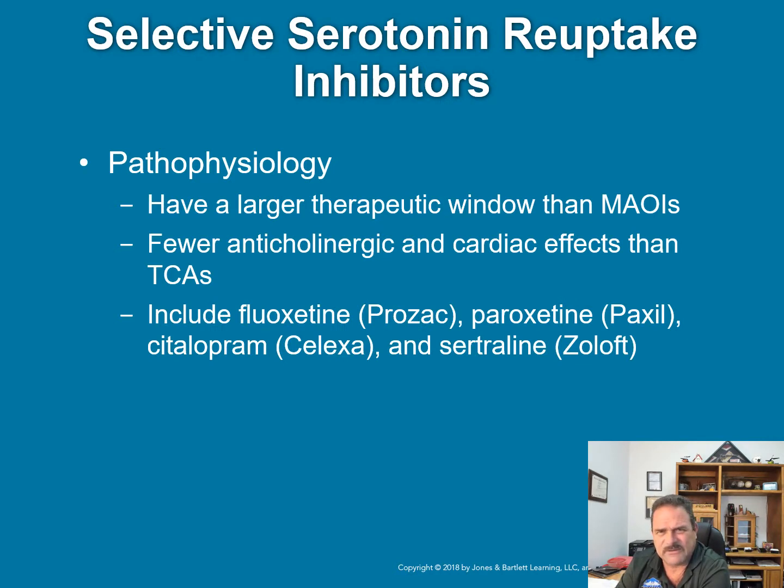Selective serotonin reuptake inhibitors. Okay, a little bit on the other side. They have a larger therapeutic window. They enhance serotonergic neurotransmission and inhibit the breakdown of serotonin. They have few cardiac or anticholinergic effects, so they are a safer option for depression compared to TCAs. They include fluoxetine, which is Prozac, paroxetine, which is Paxil, citalopram, which is Celexa, and sertraline, which is Zoloft. These are all very popular medicines. Combinations thereof are definitely stuff that people take.